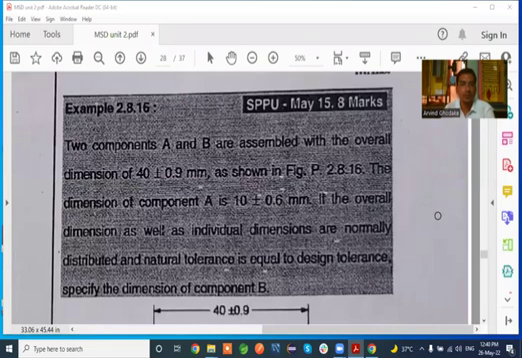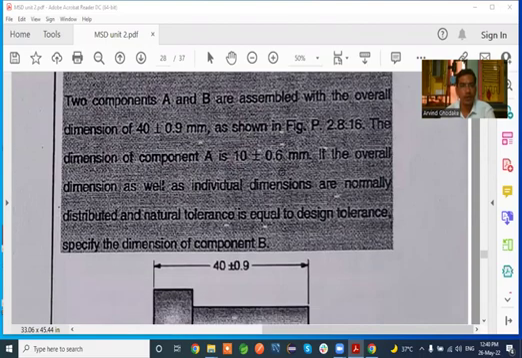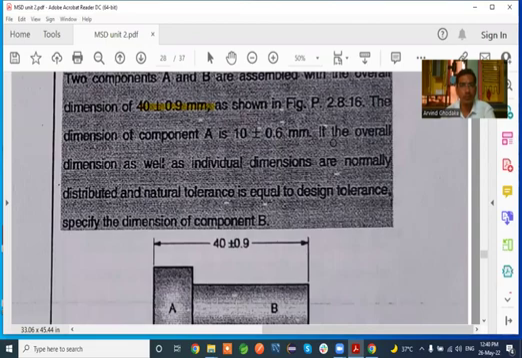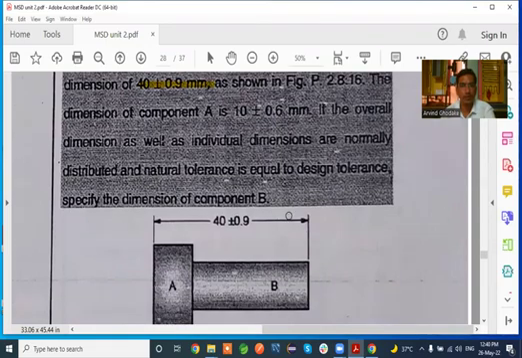We will solve the problems on factor of safety, which is a part of the statistical consideration in design, or the problems on tolerances. So here is the problem statement: the two components A and B are assembled with the overall dimensions of 40 plus minus 0.9 mm as shown in figure P 2.8.16.